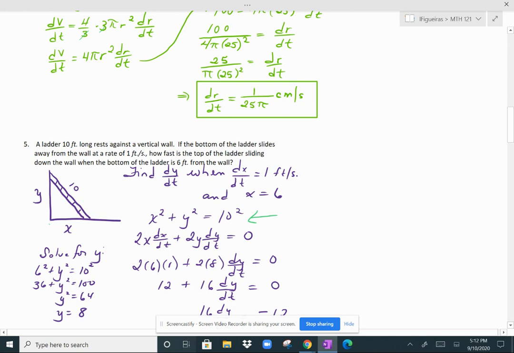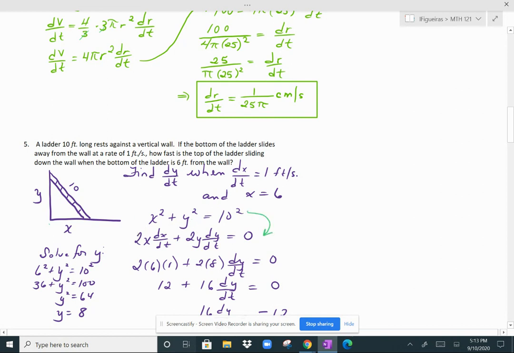All right, so that means I have to take the derivative of both sides of this equation here. And remember, both x and y are changing as the ladder slides. So I have 2x times dx/dt plus, the derivative here would be 2y times dy/dt. And the derivative of a constant is just 0.